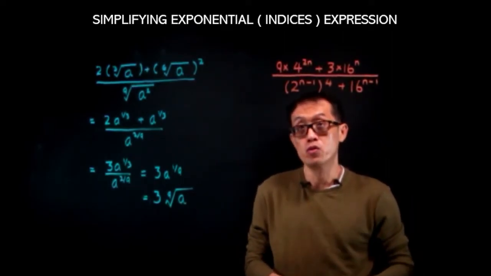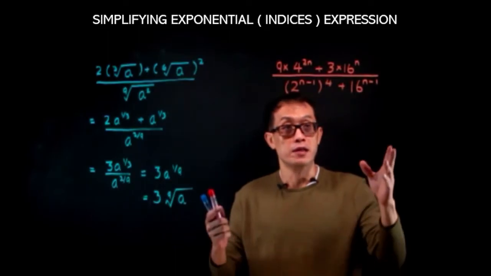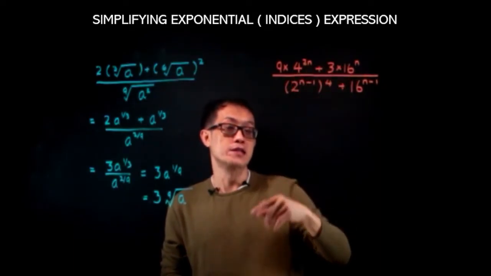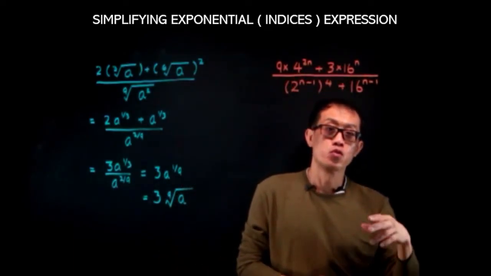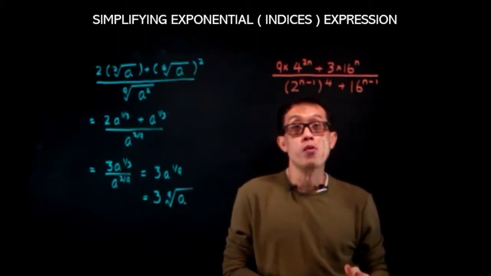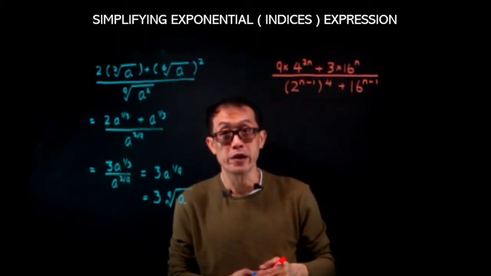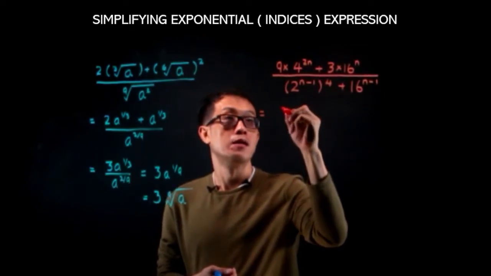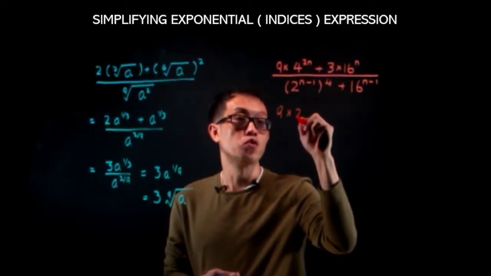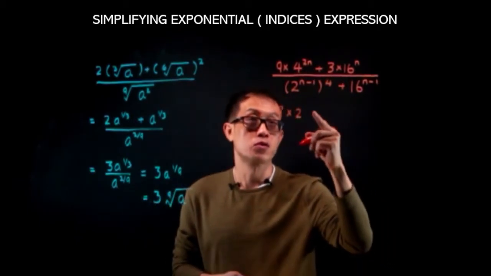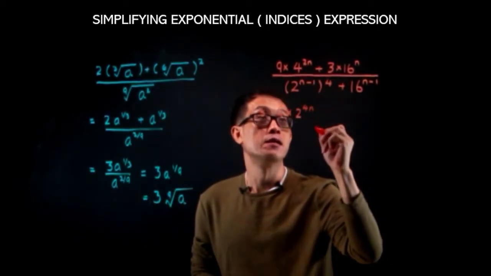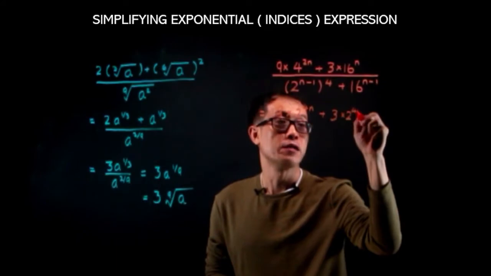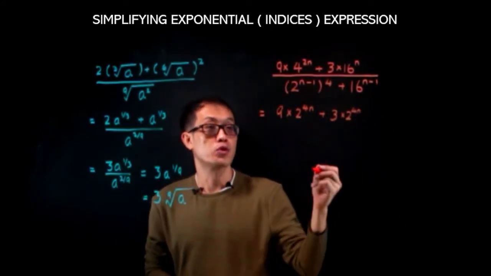Now let's move on to the last question. Now look at the last question. Look at these numbers 2, 4, 2, 4 and 16. All these can be expressed as 2 to the power of something. So perhaps we can just do that and see what we can do after that. So this is 9 times 2 to the power, 4 is 2 to the power of 2. So it will be 2 to the power of 4n here. Plus 3 times 2 to the power of 4n, because 16 is equal to 2 to the power of 4.